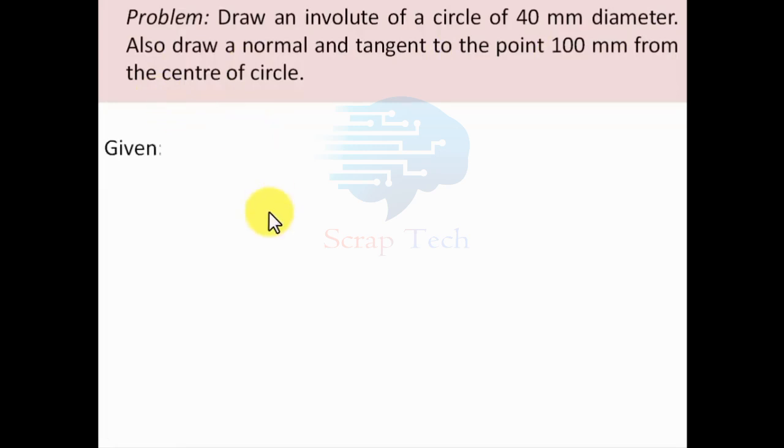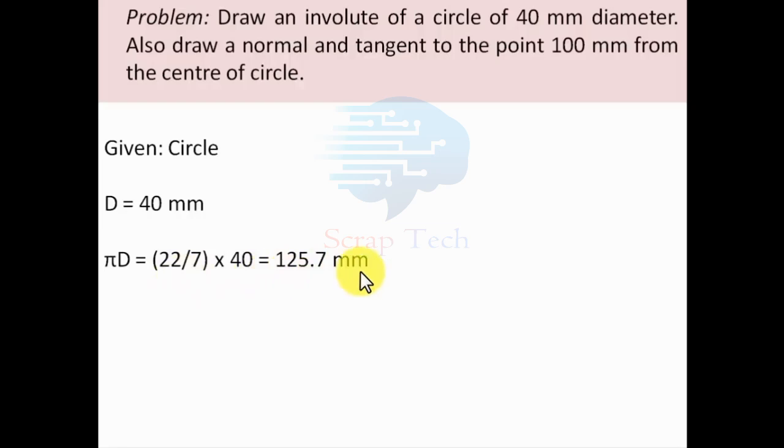Alright, so we've been given a circle and its diameter has been given as 40 millimeters. Now if you try to find the circumference of this circle, it's going to work out as pi d, and putting the values you'll get this as 125.7. Now guys, if you look at the definition of involute, we speak of winding or unwinding a piece of thread or a piece of string. But no such string length has been given to us in this particular problem. So we're going to assume the string length equivalent to that of the circle circumference, which in fact has been worked out as 125.7.